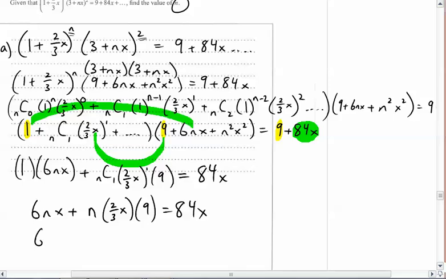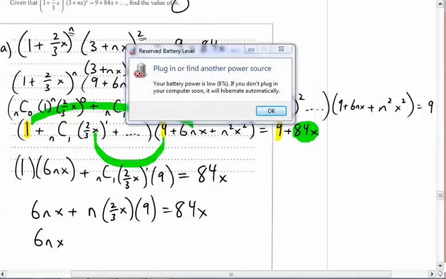Now, of course, if this is a real exam, don't mind me as I grab my power cord. If this is a real exam, you would skip question 7 until the very end.